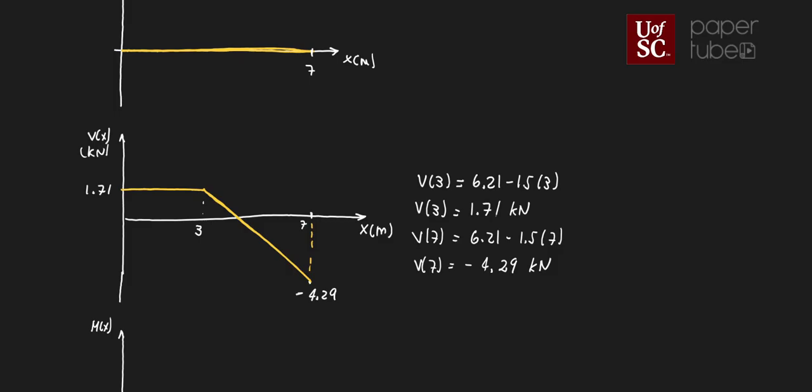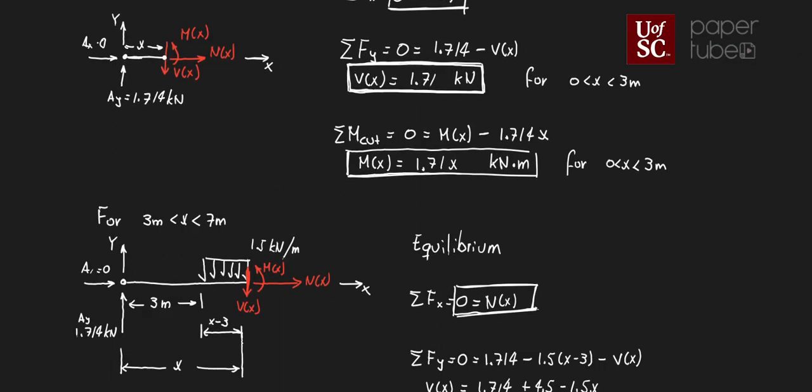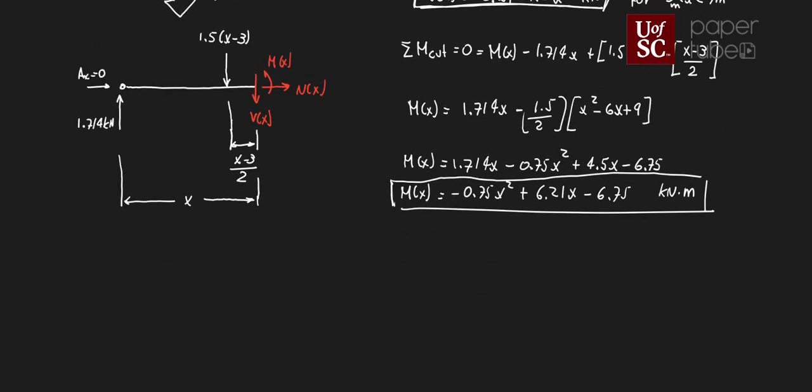All right, finally, I want to look at my moment, right? So for my moment, I have 2 equations also. My first equation is this one over here, 1.71x kilonewtons meter. And my second equation is going to be somewhere over here. Minus 0.75x squared minus 6.21x minus 6.75 kilonewtons meter.